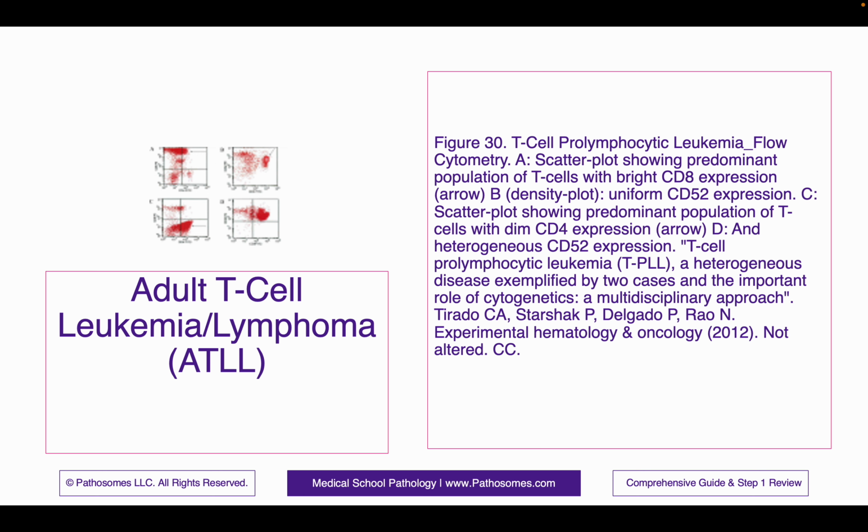I know this image here is probably too small to see, but keep in mind CD8 and especially CD4. If you remember CD52, that's even a bonus. But CD8 and CD4 are T-cell markers. CD8 for the T killer cells and CD4 for the helper T cells.